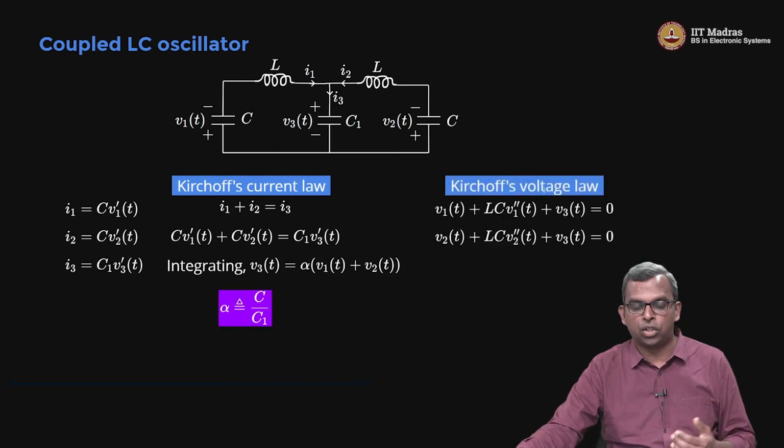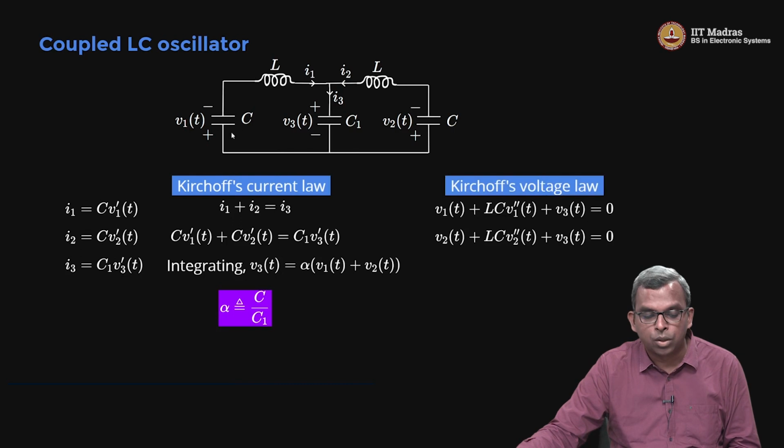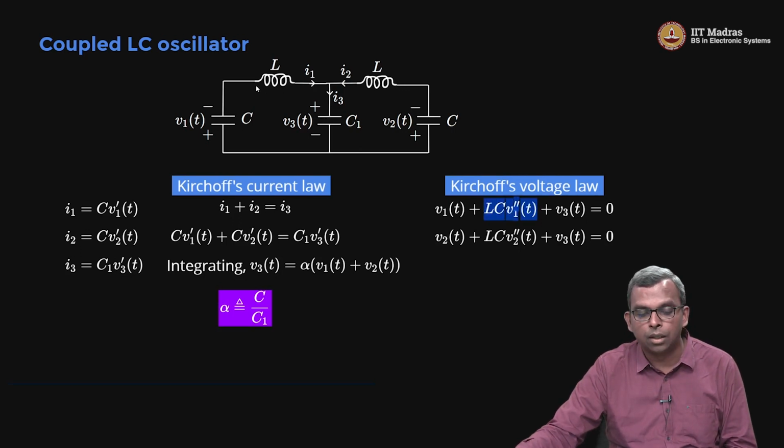Then you also have Kirchhoff's voltage law, so for these two loops you can write that. If you go through the first loop here, you get V1 of t plus L di1 by dt. But what is L di1 by dt? We saw it before. If you differentiate this, you get L C V1 double prime of t. So this expression is nothing but the voltage drop across the inductance. L times I1 prime is the same as L C V1 double prime, because that's I1. But those are not the only two voltages in the loop. You also have V3 of t. So plus V3 of t is 0.